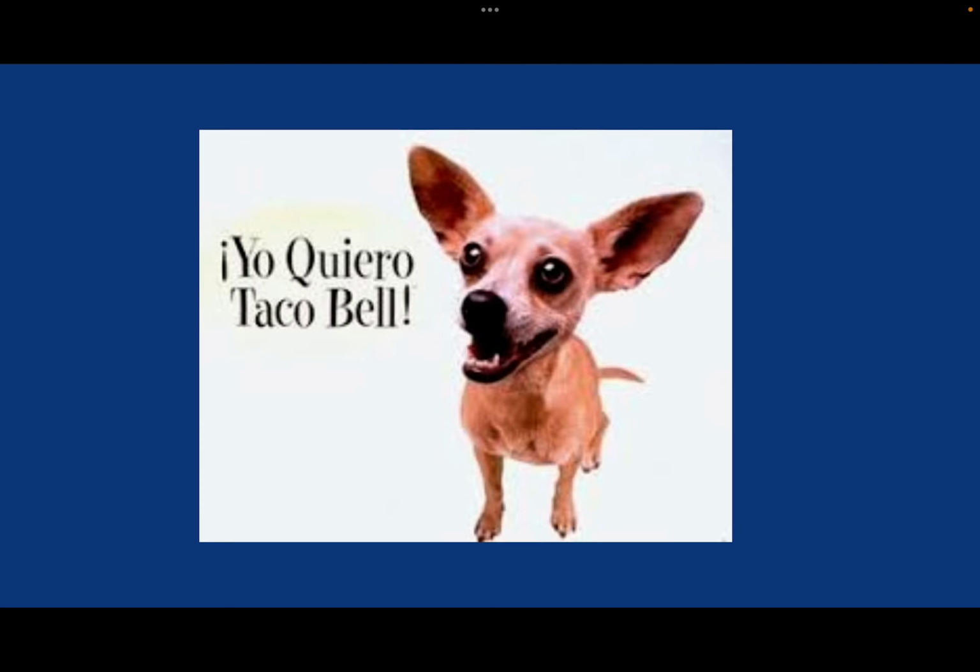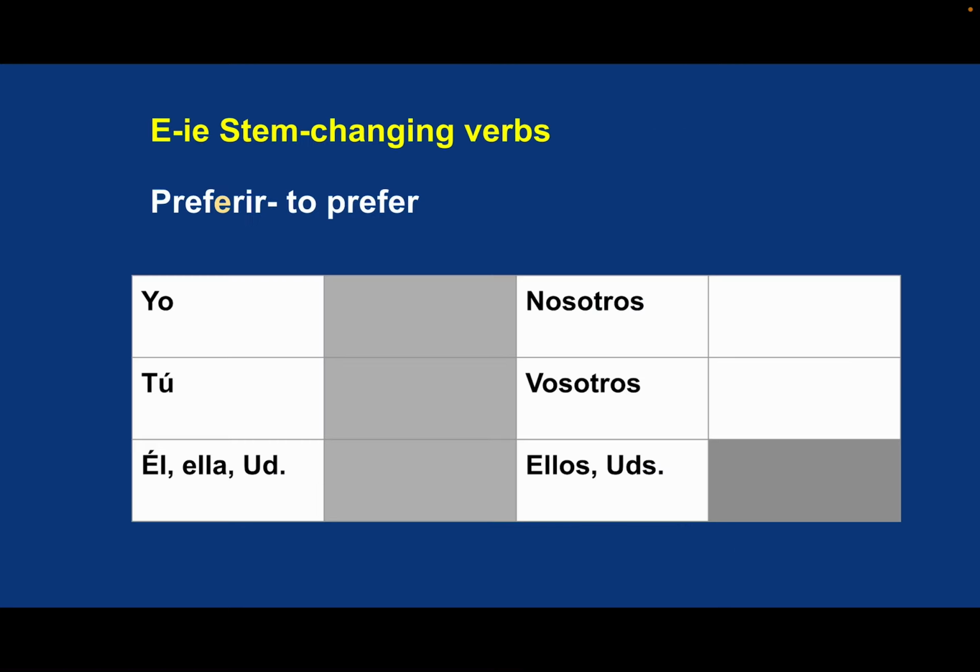To help you remember, querer means I want, or to want. I always remember back in the early 2000s, the Taco Bell dog, he used to say, yo quiero Taco Bell. It's a good way to help you remember I want. Go ahead, look up on YouTube the Yo Quiero Taco Bell dog commercials. They're adorable. It was fun times. Back when tacos were only 49 cents.